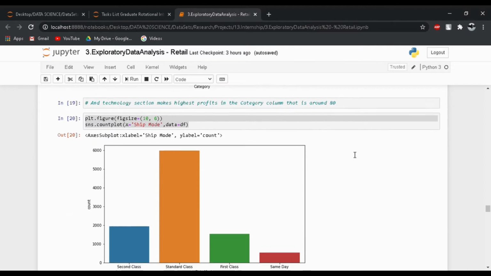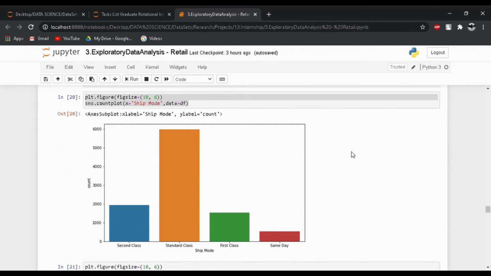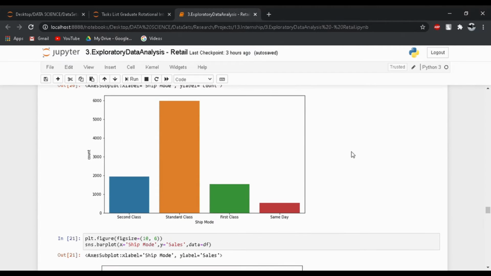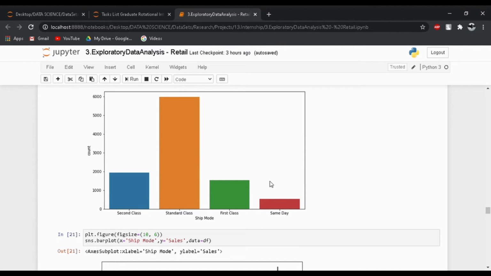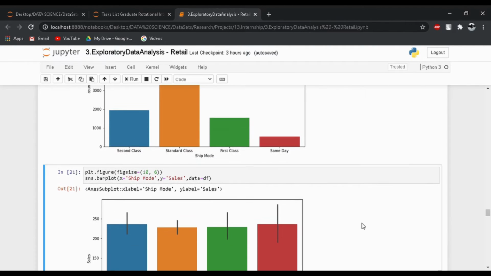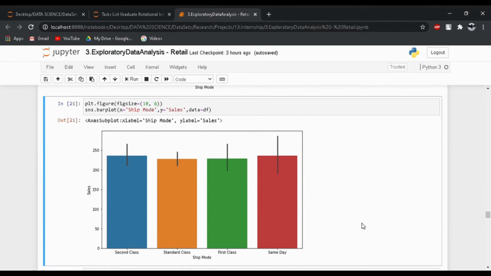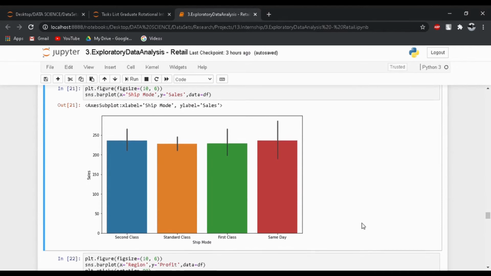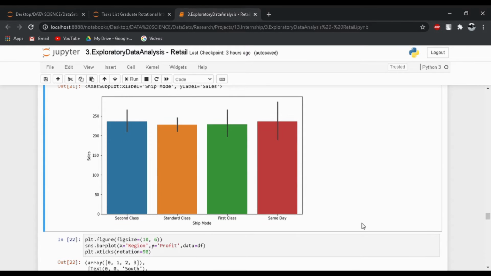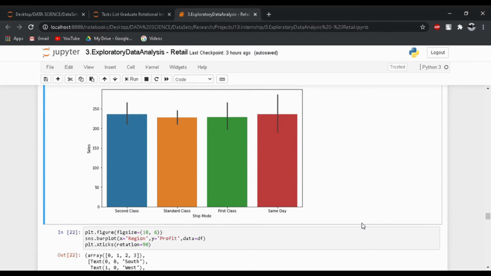And over here, I've compared which shipment mode has the highest count. As you can see, standard class shipment has the highest count. All right. The next thing that I've done is I've taken the ship mode on the x-axis, and on the y-axis I've taken sales. As you can see, almost all the ship modes have similar sales.